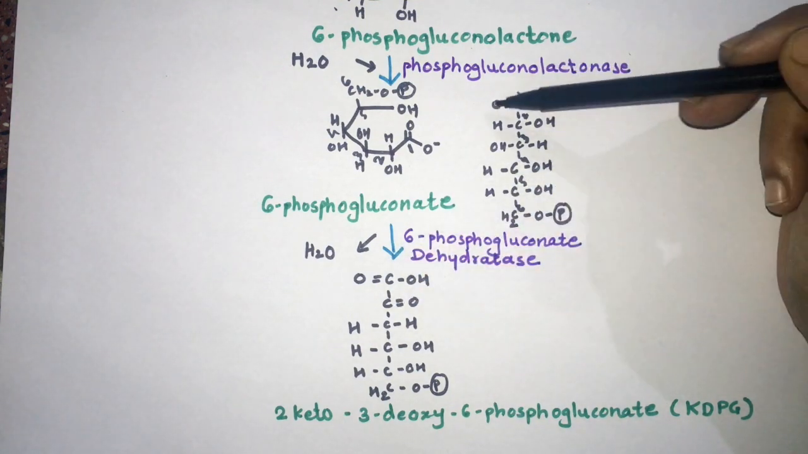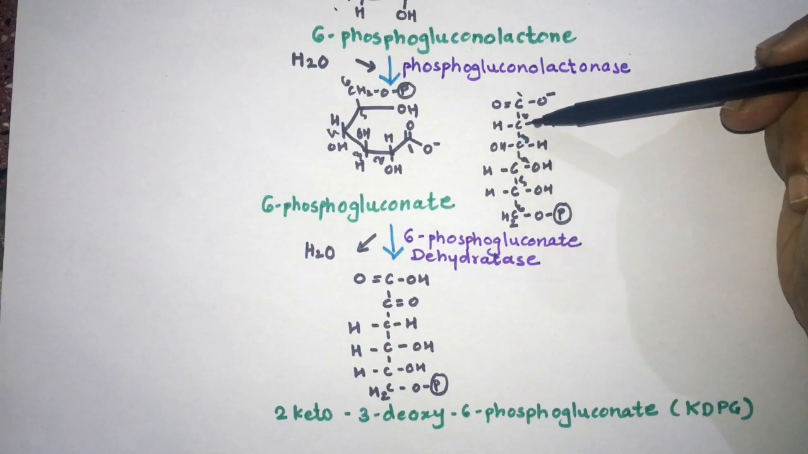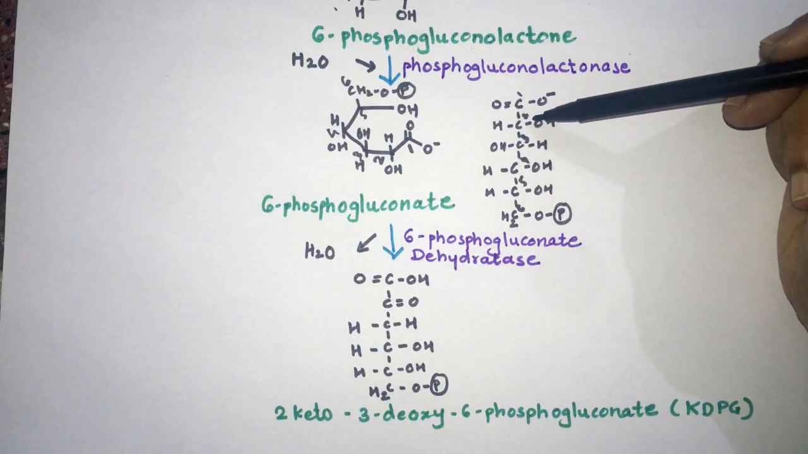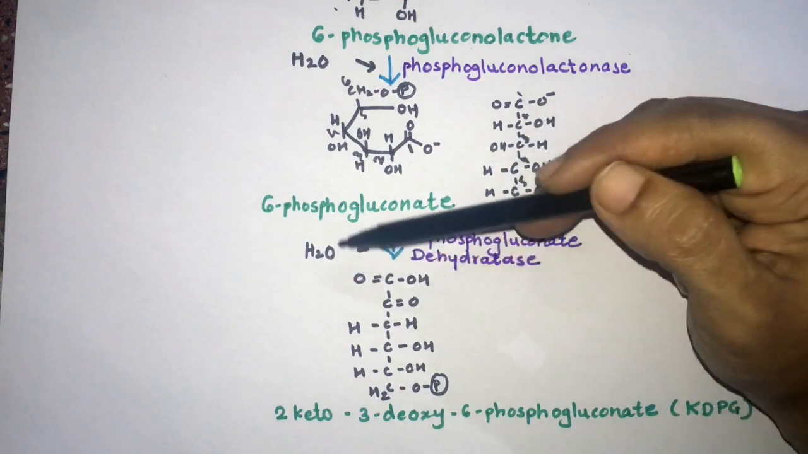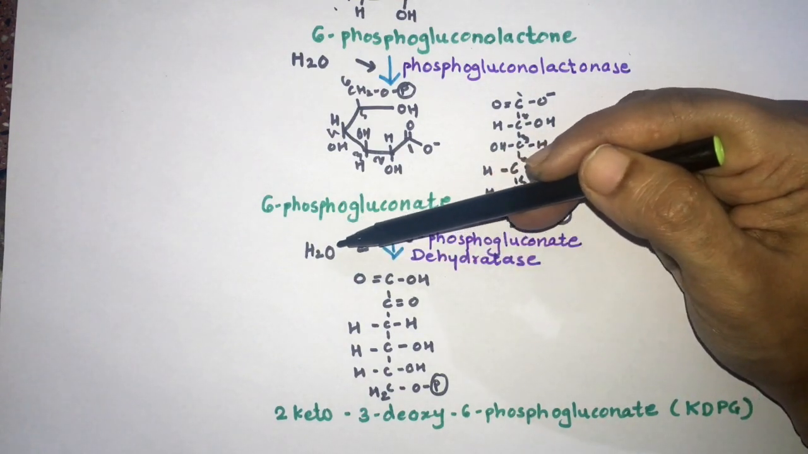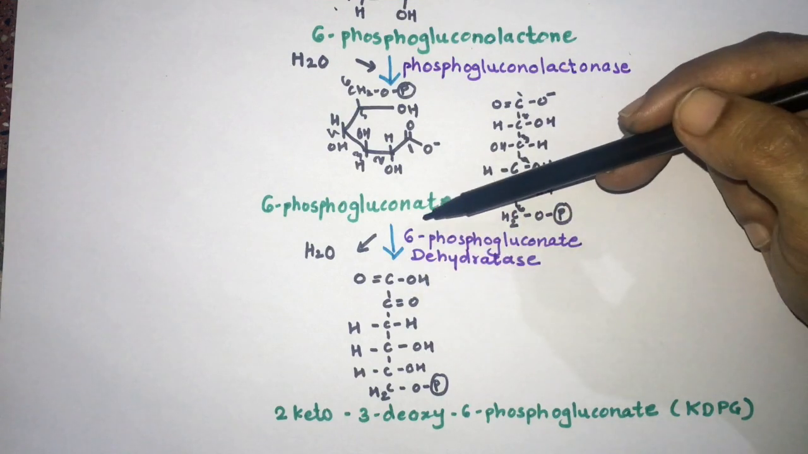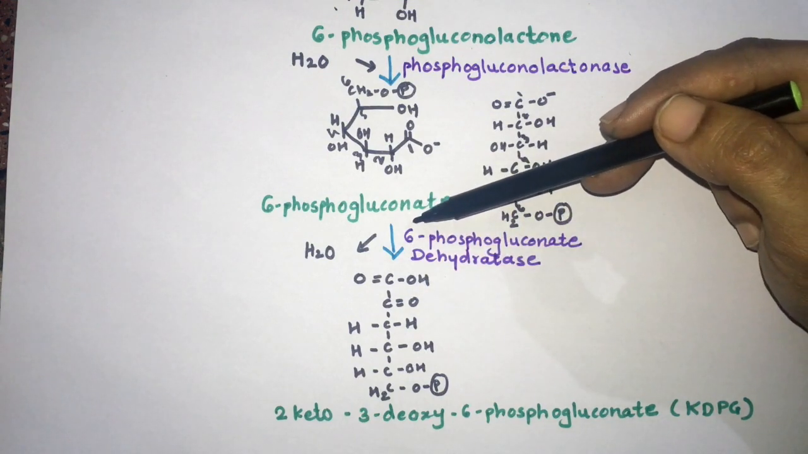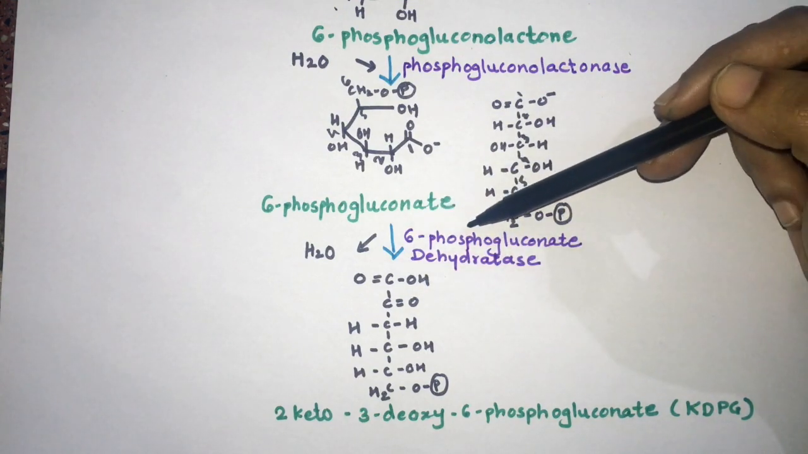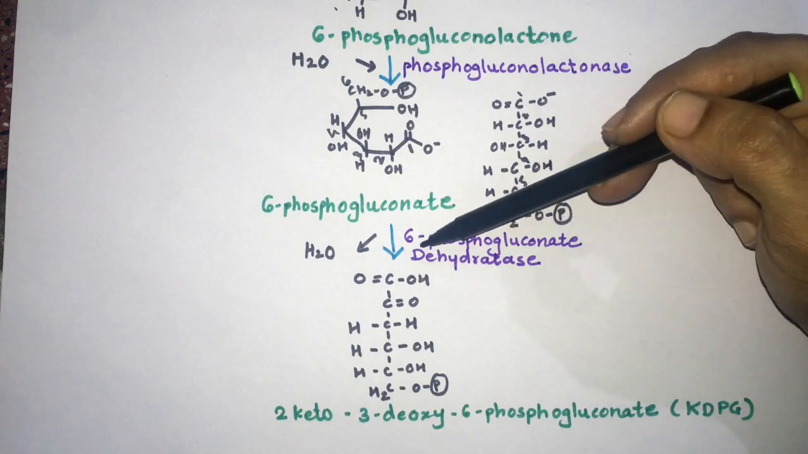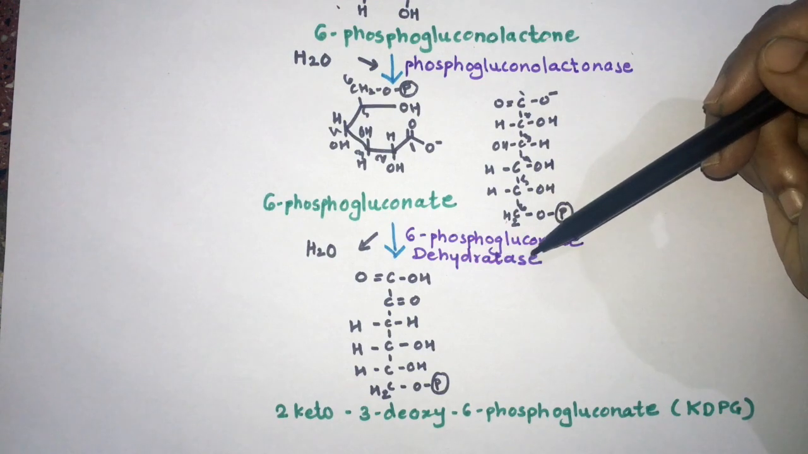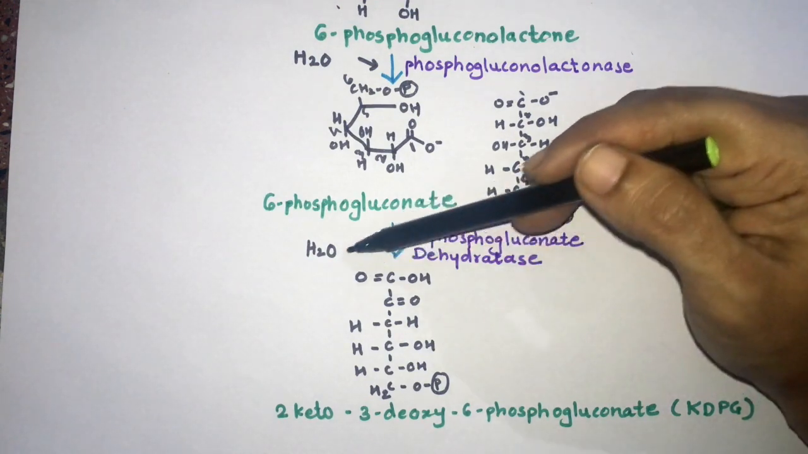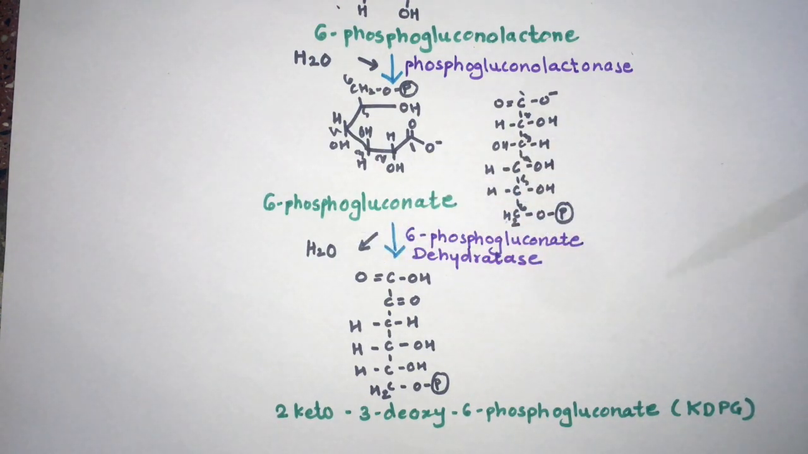Why 2-keto? Because the 2H atoms have gone out from here, so it becomes C double bond O, and one oxygen will come out, so it is going to come out as water, H2O. This reaction takes place by 6-phosphogluconate dehydratase. Dehydratase is the enzyme that will help in taking out the water molecule.